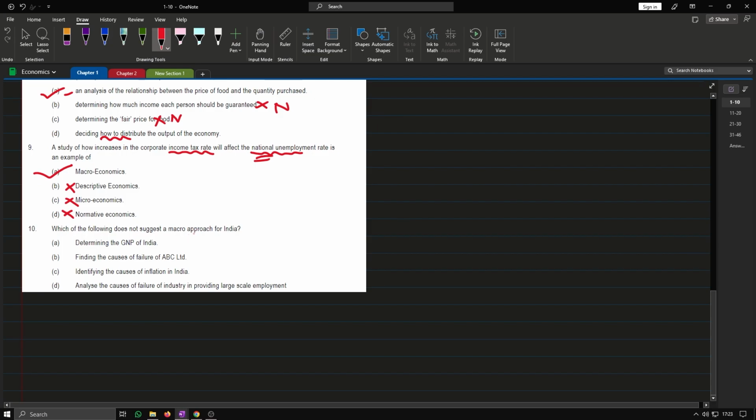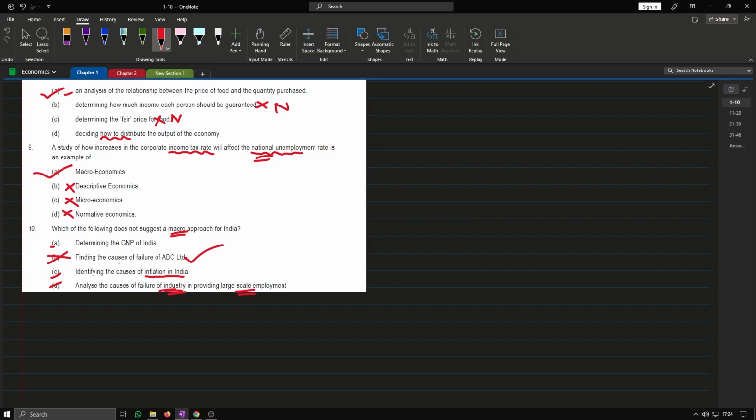Which of the following does not suggest a macro approach for India? Determining GNP of India, finding the causes of failure of ABC Limited, identifying the causes of inflation in India, analyzes the causes of failure of industry in providing large-scale employment. So, when it comes to macro approach, GNP is macro, identifying causes of inflation as in a whole nation is macro, analyze causes of failure of a whole industry which provides large-scale employment. This is also macro. Since this is not macro, this is the right answer. Option B is the right answer.